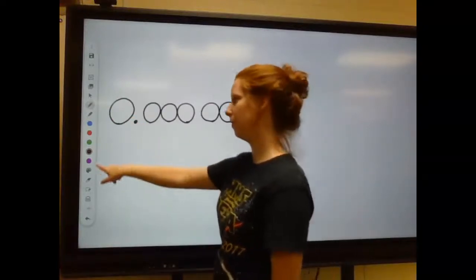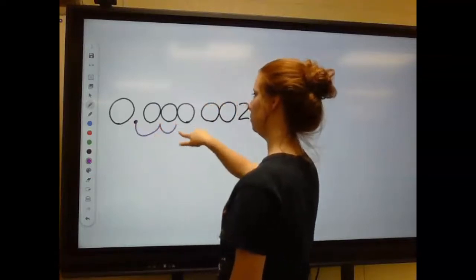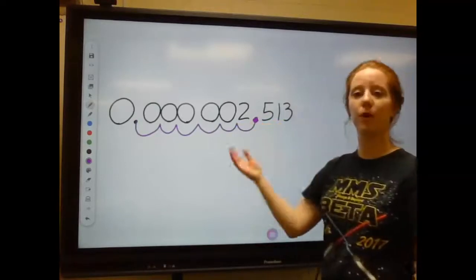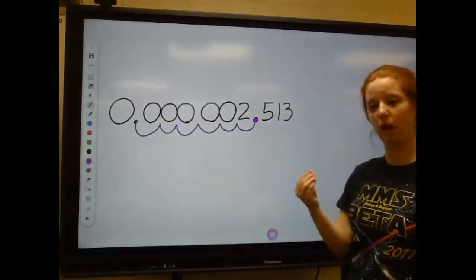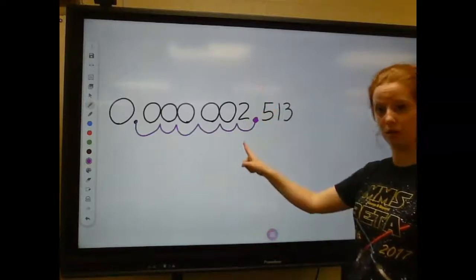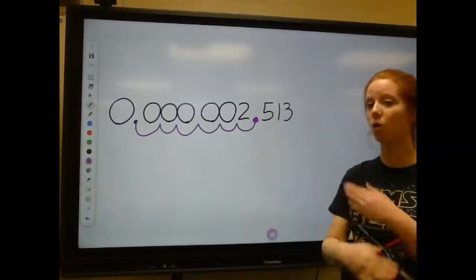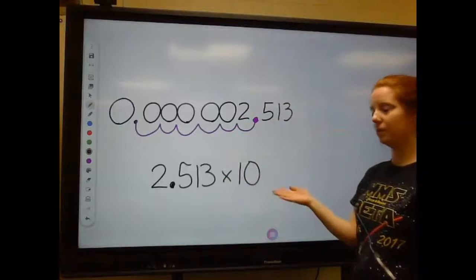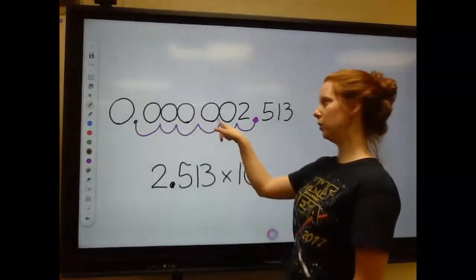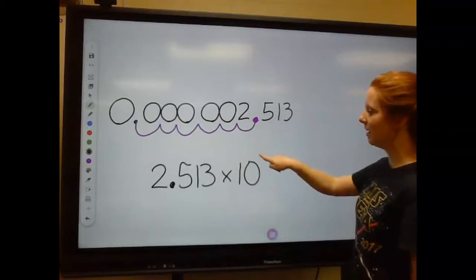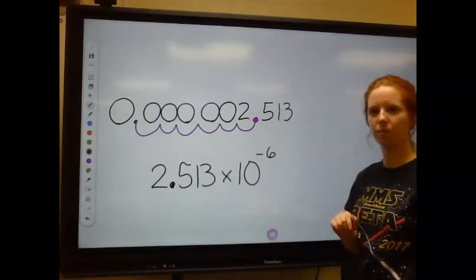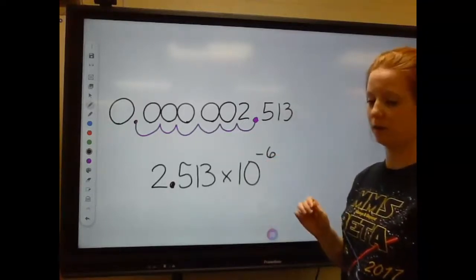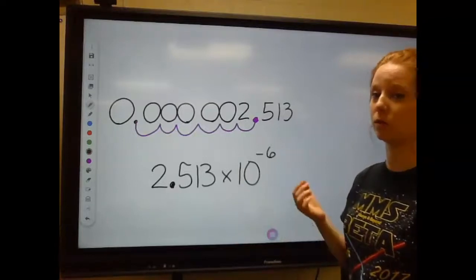So start there. We're going to hop 1, 2, 3, 4, 5, 6 times for our brand new decimal spot, because again, we have achieved that goal of one number that is not 0 to the left. As soon as you achieve that goal, stop moving your decimal point. Your new decimal is 2.513 times 10 to the negative 6th power. And again, that negative is super important. Please don't forget it. That really will make the difference between whether your answer is right or wrong.